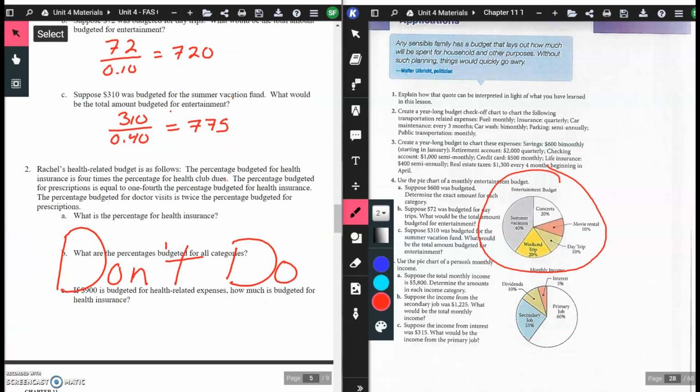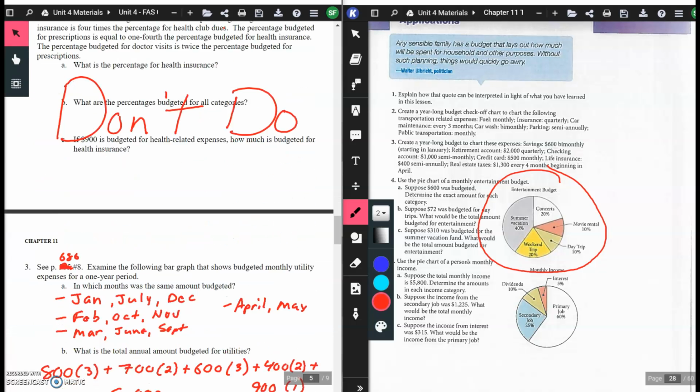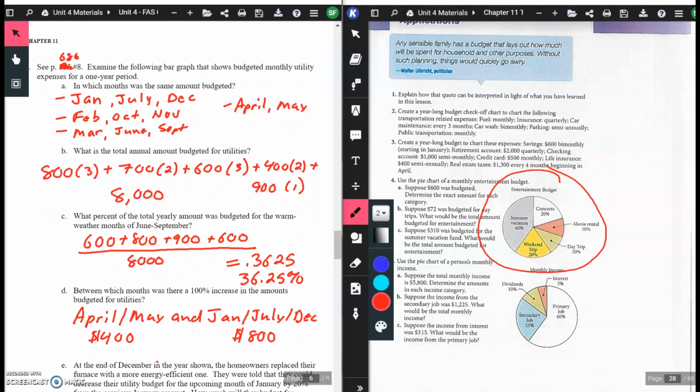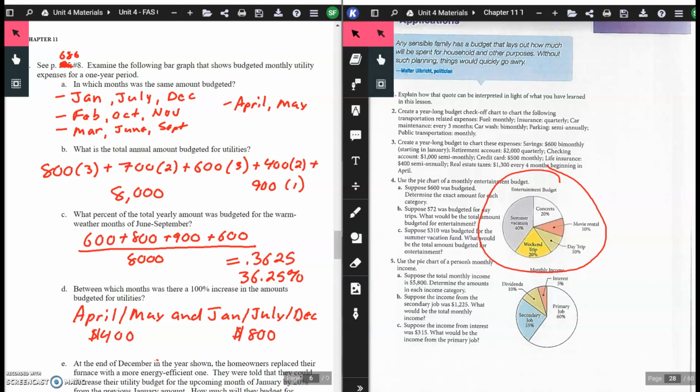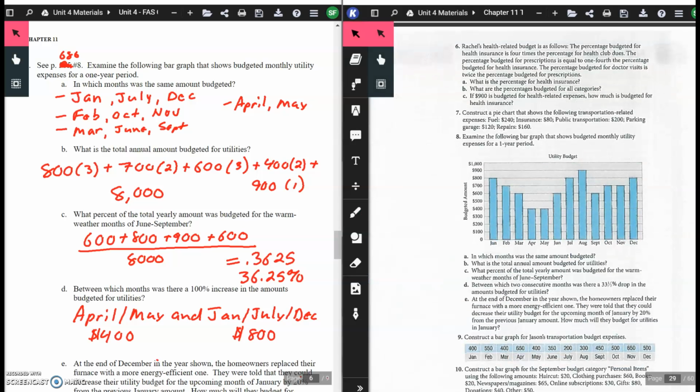Number 2, we are not going to do, so cross that one out, please. Number 3 is referring to page 686, number 8, which is off to the right hand side here. It's the chart right in the middle with the blue bars, the blue bar graph. Examine the following bar graph that shows budgeted monthly utility expenses for a 1-year period. In which months was the same amount budgeted?